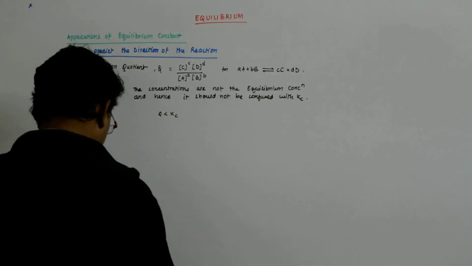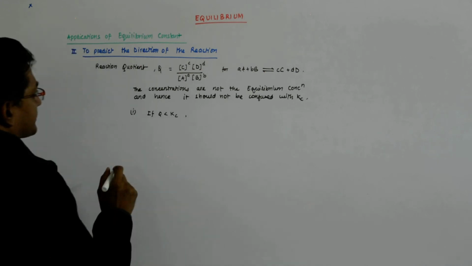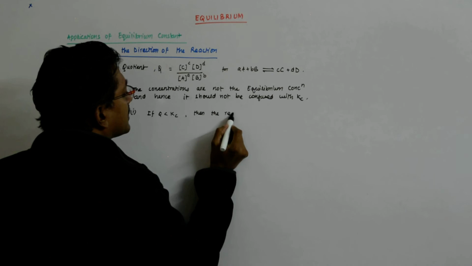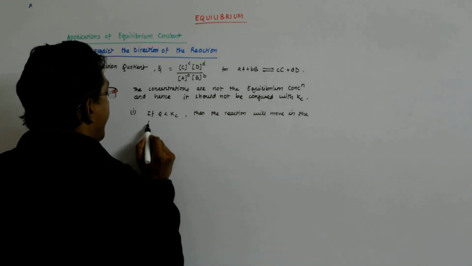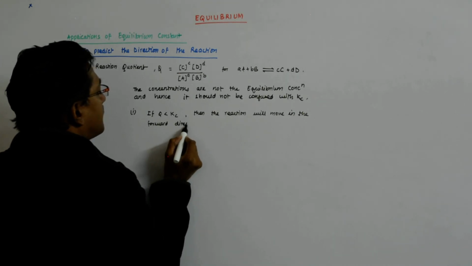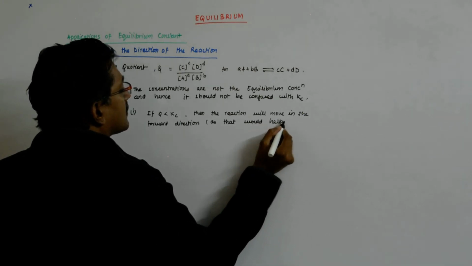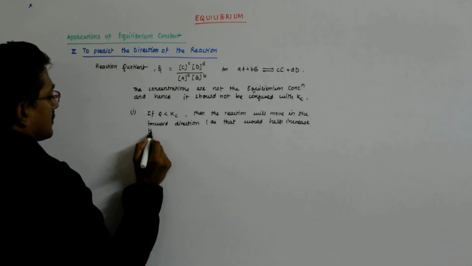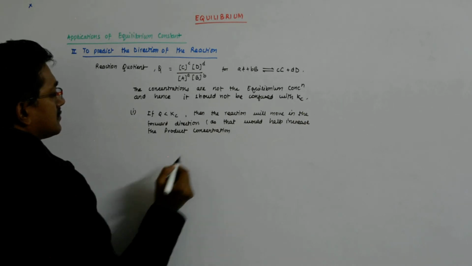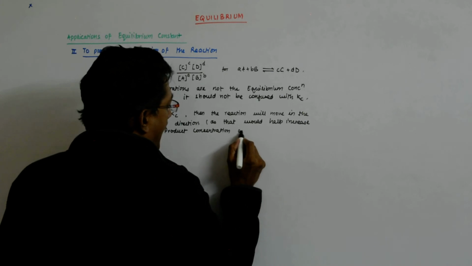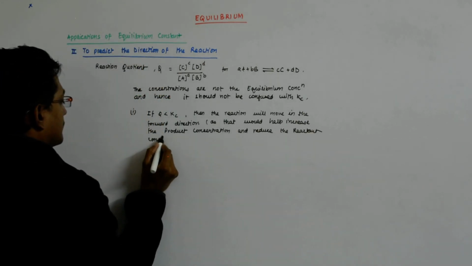So we say that if Q is less than Kc, then the reaction will move in the forward direction, as that would help increase the product concentration and reduce the reactant concentration.